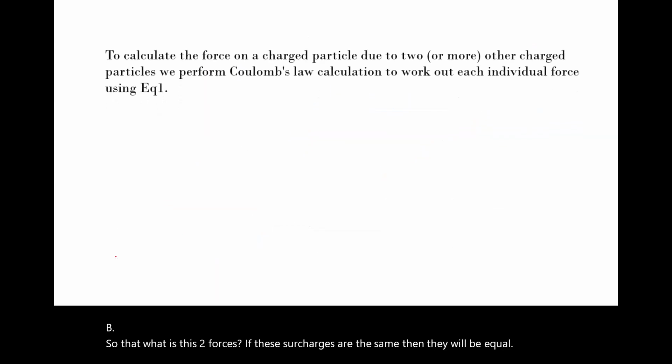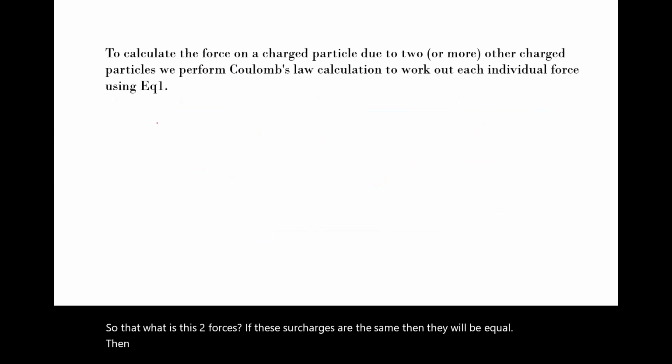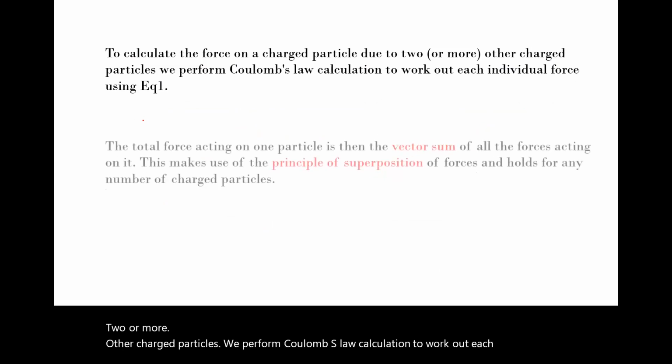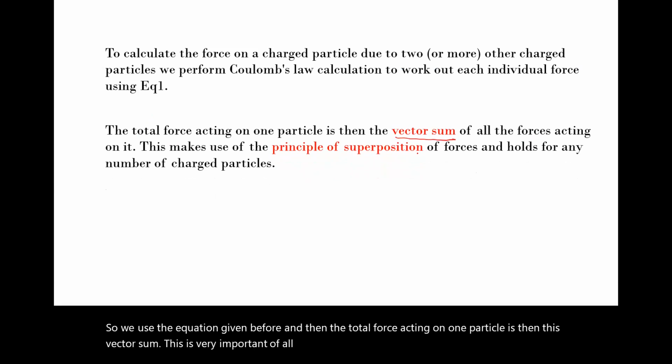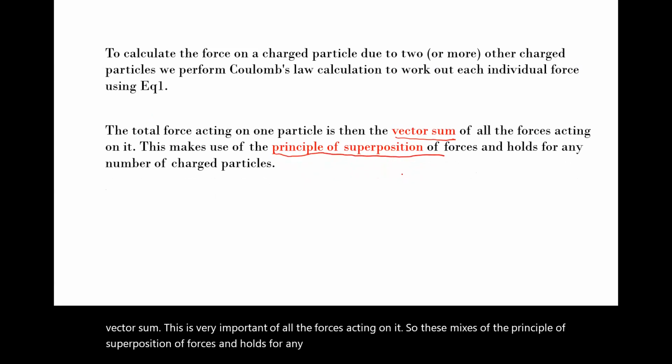Then, to calculate the force on a charged particle due to two or more other charged particles, we perform a Coulomb's law calculation to work out each individual force. We use the equation given before, and the total force acting on one particle is then the vector sum, and this is very important, of all the forces acting on it. This makes use of the principle of superposition of forces and holds for any number of charged particles. So what do I mean?